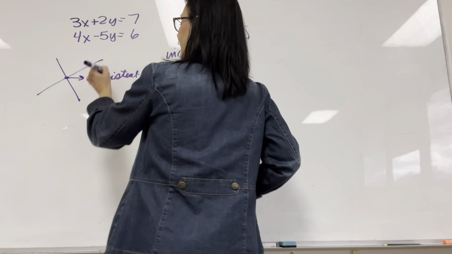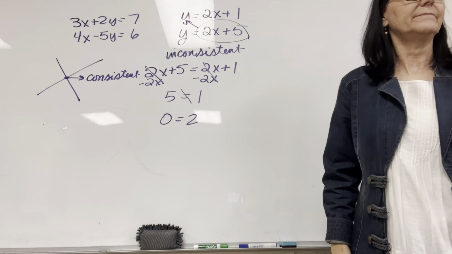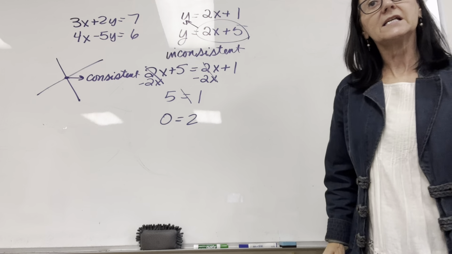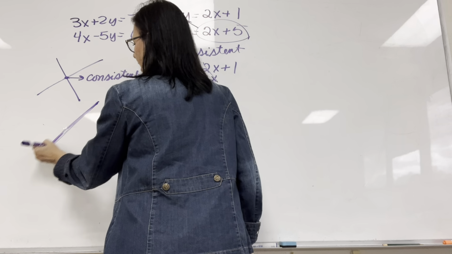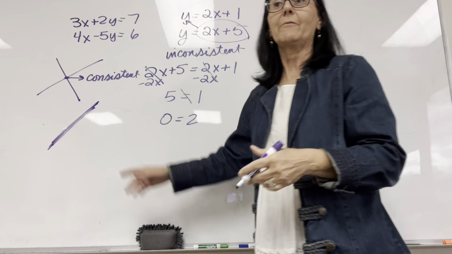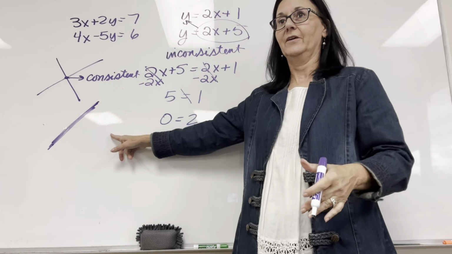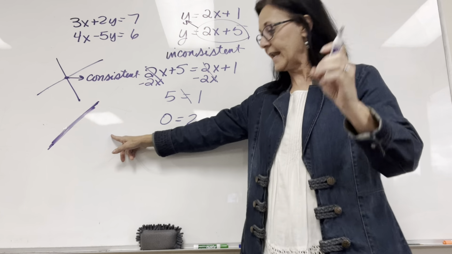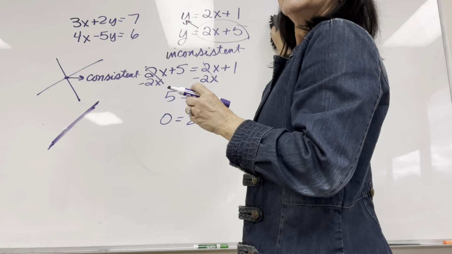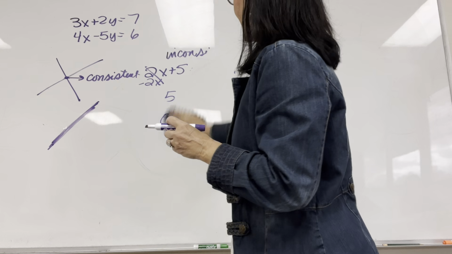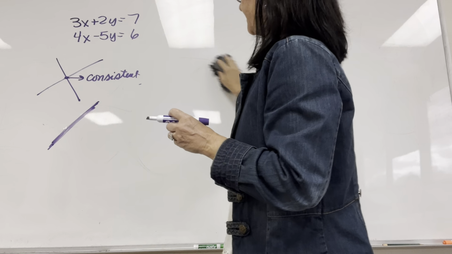Consistent means they have at least one solution in common. Consistent can also mean every solution in common. So if that were two lines, one on top of the other, it's consistent at every point. This is when it would be consistent.